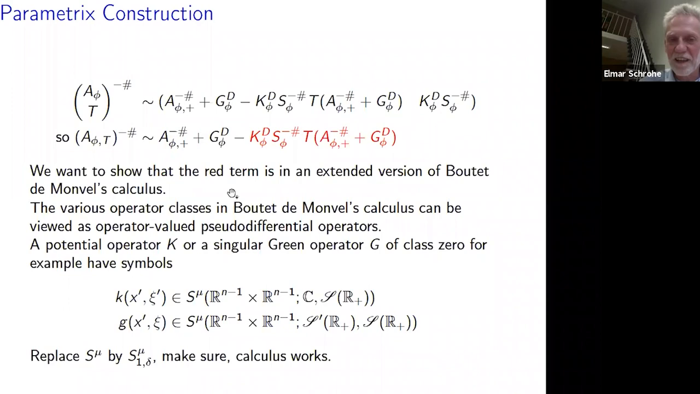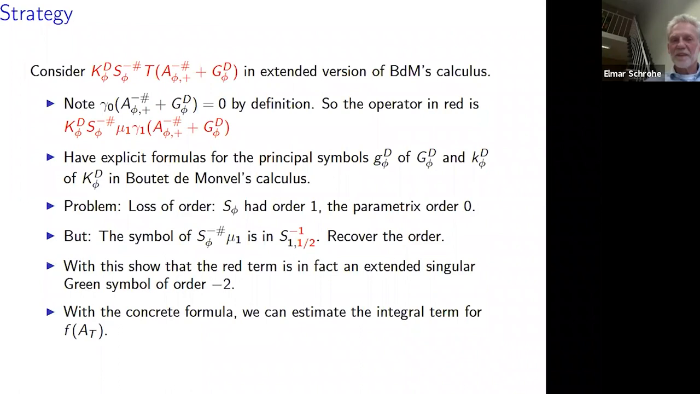And now this is the operator we have to consider, and it helps to write it out a little bit. So T consists of this gamma zero part and the gamma one part. And the gamma zero part is zero because this operator here solves the Dirichlet problem, so it has zero boundary value. If you apply gamma zero to this thing, it's zero. So all that remains is the gamma one part. And so we have this operator here, we have the K from above, the S mu sharp, so the parametrix to S phi as before. And now we have the mu one gamma one, that's all that remains from T, and this part here.